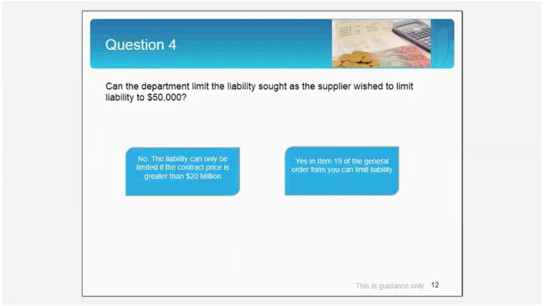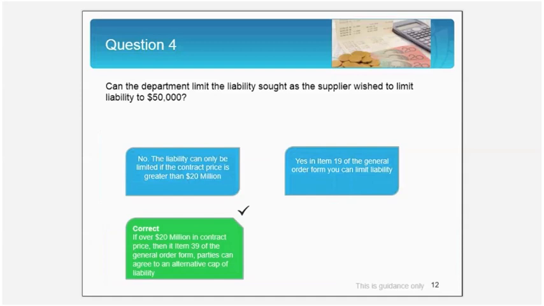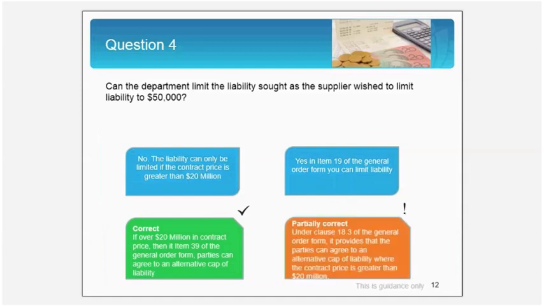Another question to consider would be, can the department limit the liability sought, as the supplier wished to limit the liability to $50,000? The correct answer is no. The liability can only be limited if the contract value is greater than 20 million.